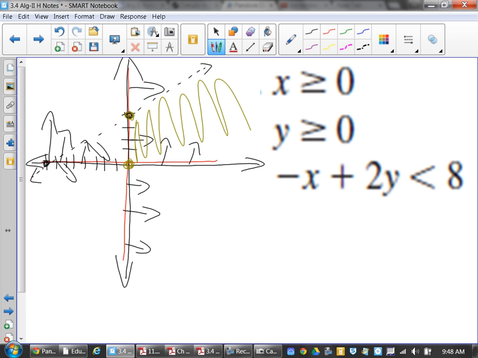Okay. And now, Michael, I know this is what you're about to say. Shouldn't that be an open dot there? Yeah, I know what you mean. But that's where you're getting that open dot idea. How do you know what side is shaded? Whatever one is 0, 0. You'll see how we're getting to it. Hold on.